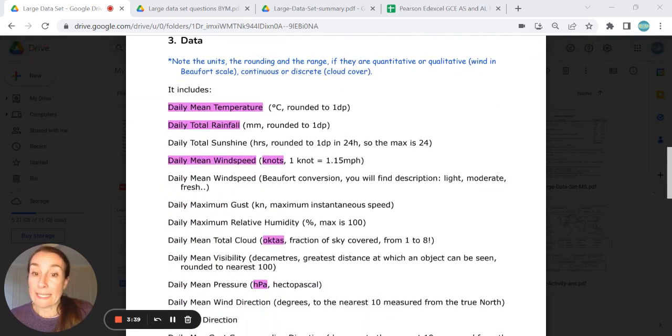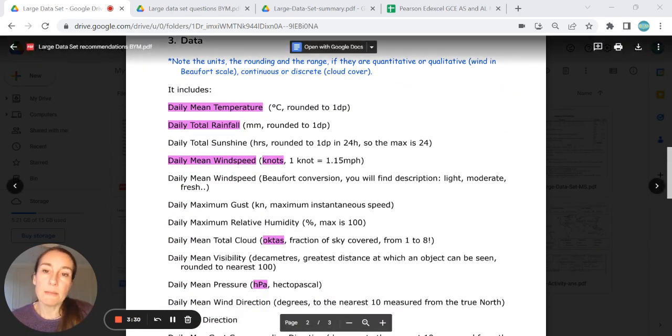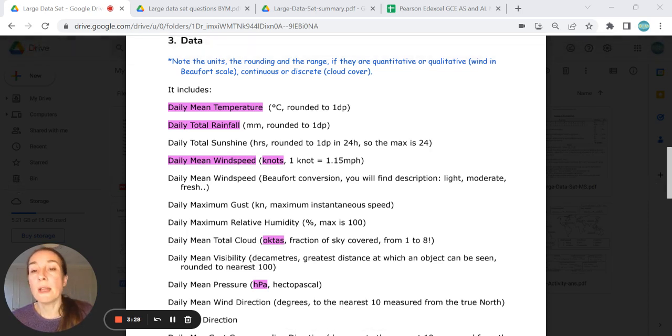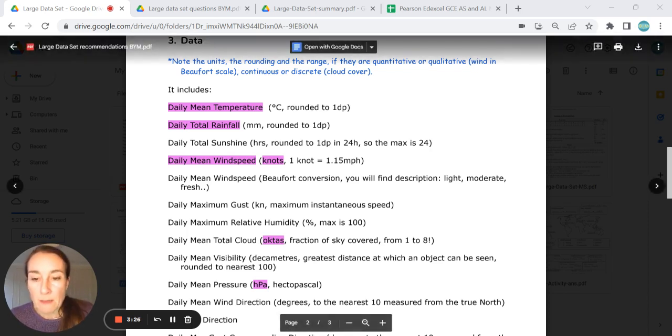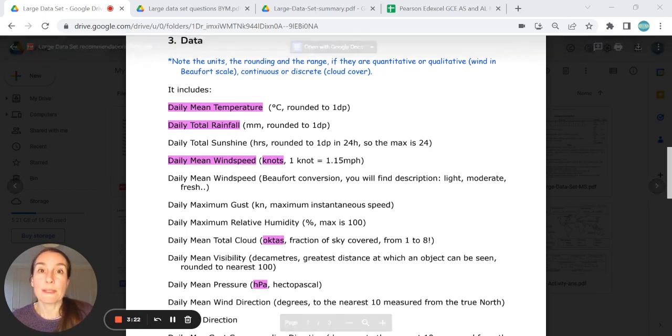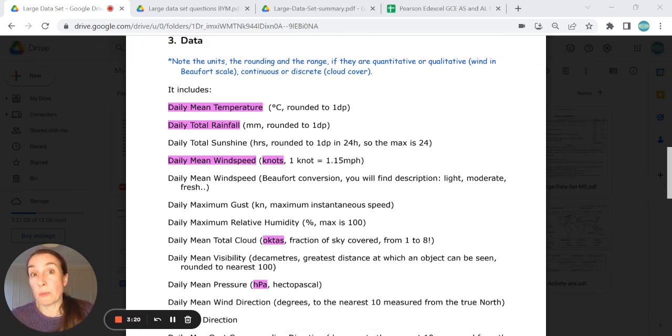Then you have here a list of things that are included in the large data set. So for each town and for the dates that the data was recorded, you have things like the daily mean temperature, daily total rainfall, or the daily mean pressure, things like that. The ones that are highlighted are not necessarily more important, but more commonly asked. So you should keep an eye on them.